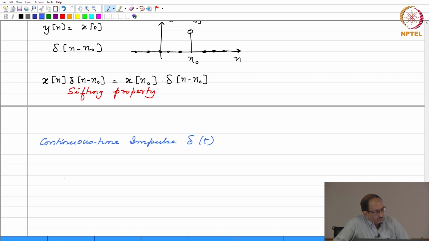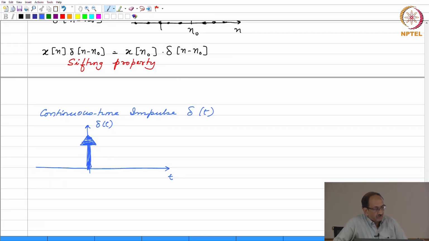So, let us first get a feel for this. So, this is t, this is delta of t, and the unit delta function is plotted like this in terms of picture. Its height, whatever that means, is 1, and what we really mean by this is we imply that the area is 1. For the unit impulse, the area is 1.